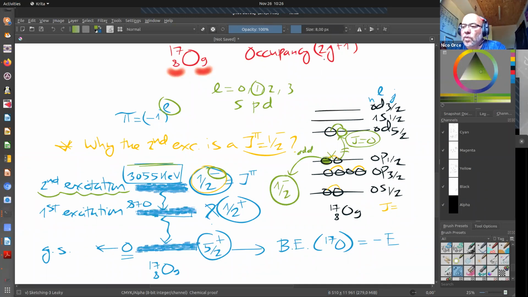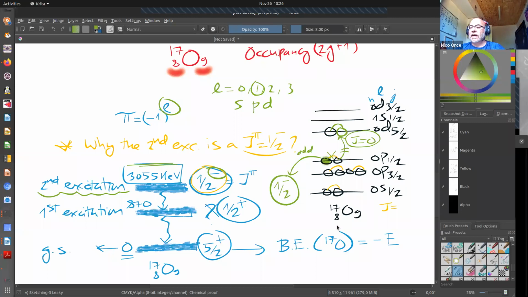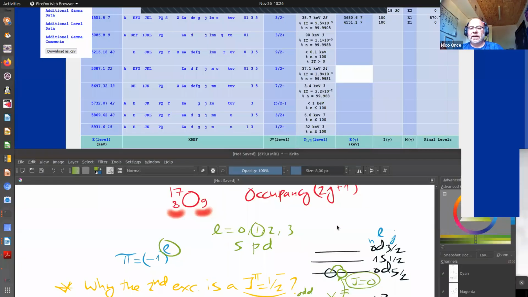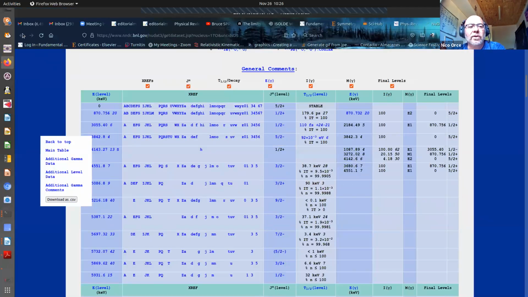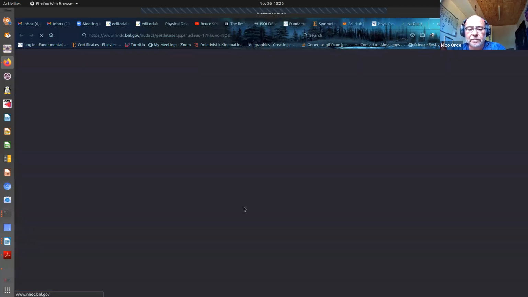Okay, so now our task will be to go to a different nucleus, and we are going to open a new page. In the meantime, here, we're going to go to another nucleus, let's say, fluorine 17. Fluorine 17, as you can see, again, the ground state is 5/2 plus. Let's see what they say.